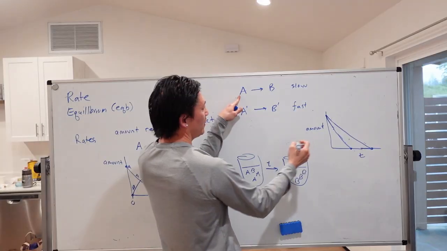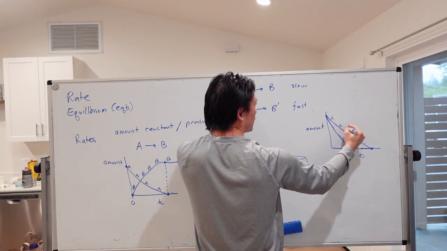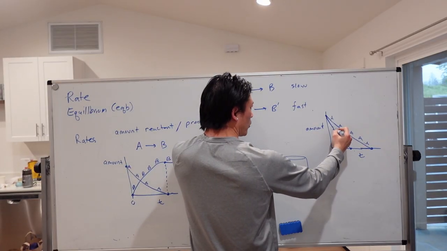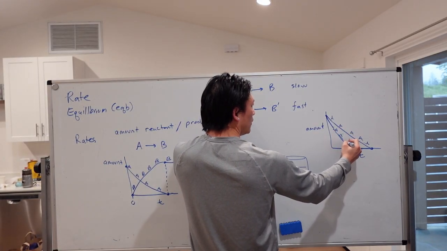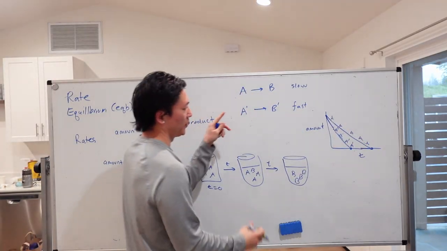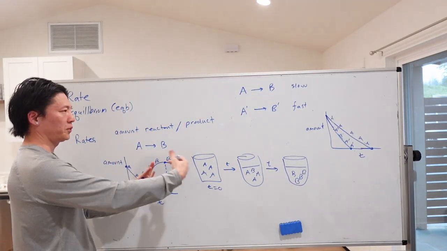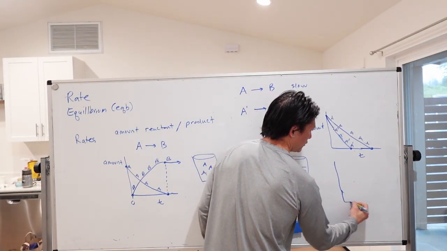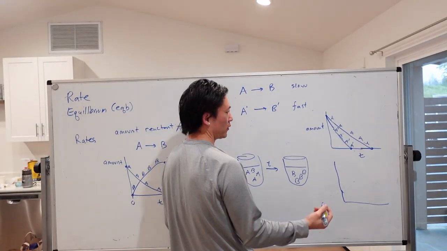We're watching A slowly disappear. It takes a long time to completely disappear, and then we're watching A prime disappear quickly, okay? Because A is a reactant that disappears over time. Now let's look at the B version, which I should have talked about earlier.